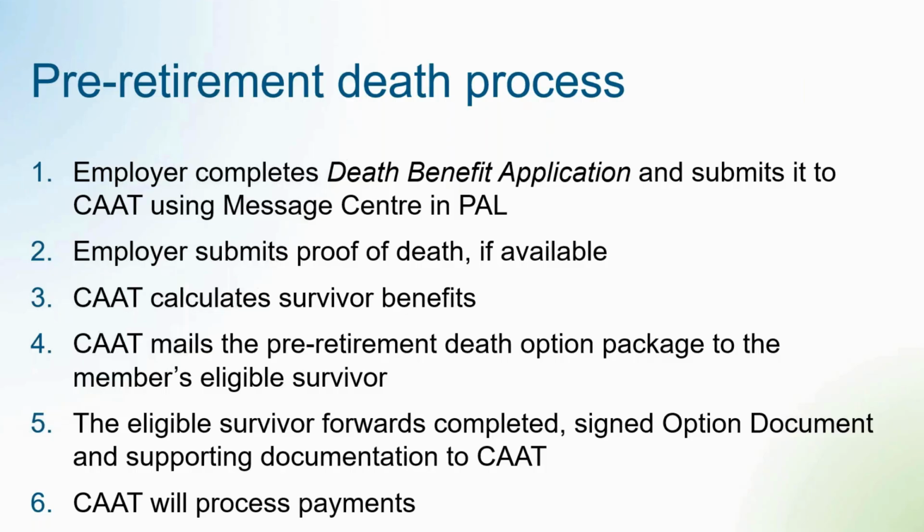We will calculate the survivor benefits and mail the pre-retirement death option package to the member's eligible survivor. The eligible survivor will forward the completed signed option document and the supporting documentation to CAT. Then we will process the payments once we have received all the completed forms. The death benefit will not be processed until proof of death and the member's proof of age have been received.